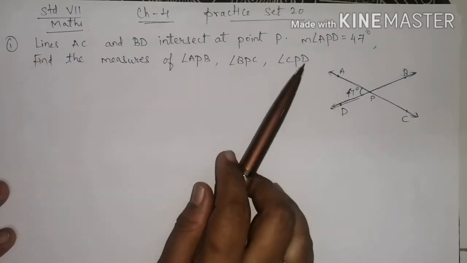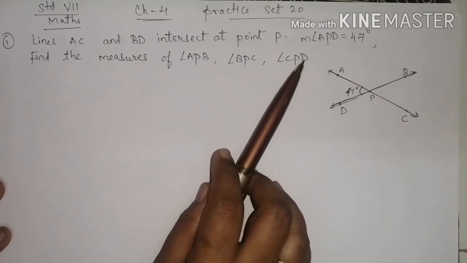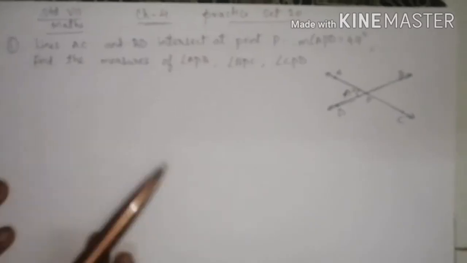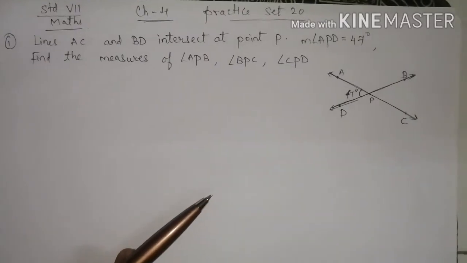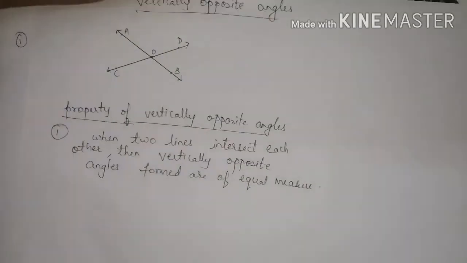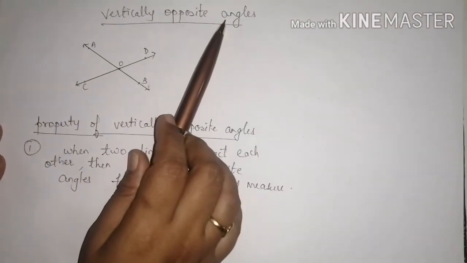This exercise is based on one more important angle type, vertically opposite angles. So let me explain first before beginning our practice set 20's first question. What are vertically opposite angles, how to identify them, and what is the property of vertically opposite angles? So see here children, what are vertically opposite angles?